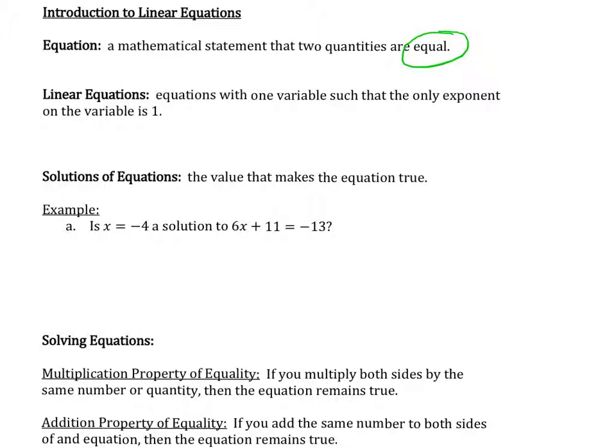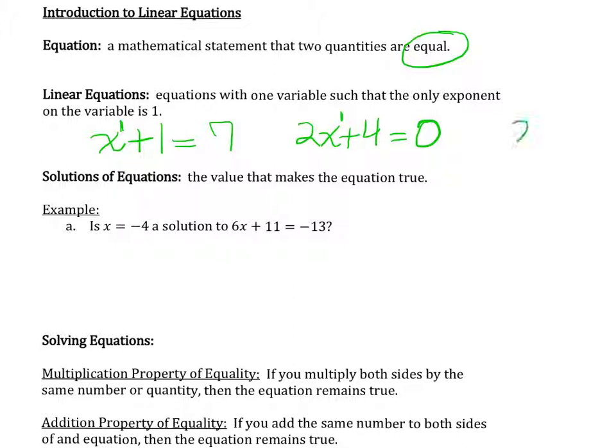More specifically, linear equations are equations with one variable such that the only exponent on the variable is 1. For instance, we may have an equation that looks like this: x plus 1 equals 7. Notice the exponent on the x, you don't see it, but it's understood to be a 1. Another example of a linear equation: 2x plus 4 equals 0. There's a 1 on my exponent.